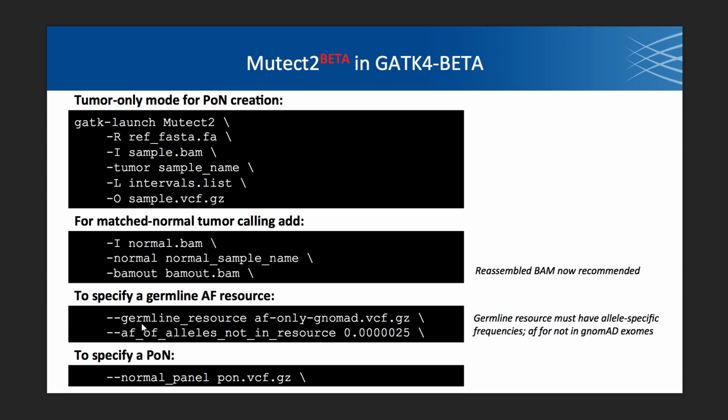To specify a germline resource, you use this option. And if you do so, don't forget to set the allele frequency of alleles not in resource. Here I'm showing the example for, I believe, gnomAD exomes. And finally, to specify a PON, you use this last option.